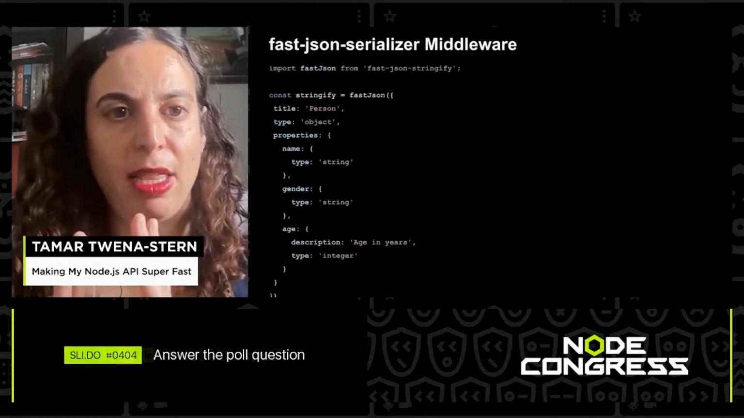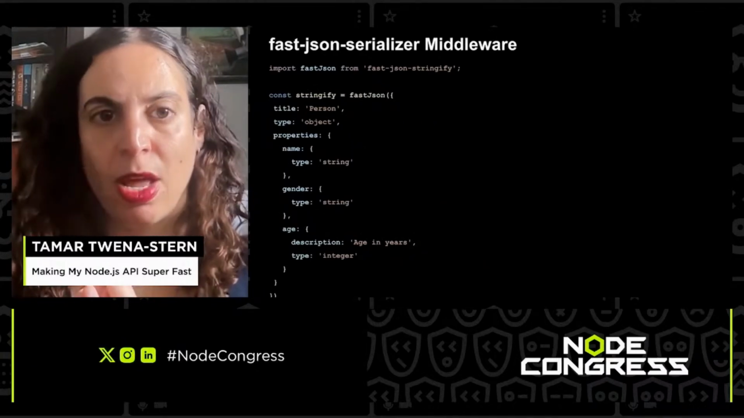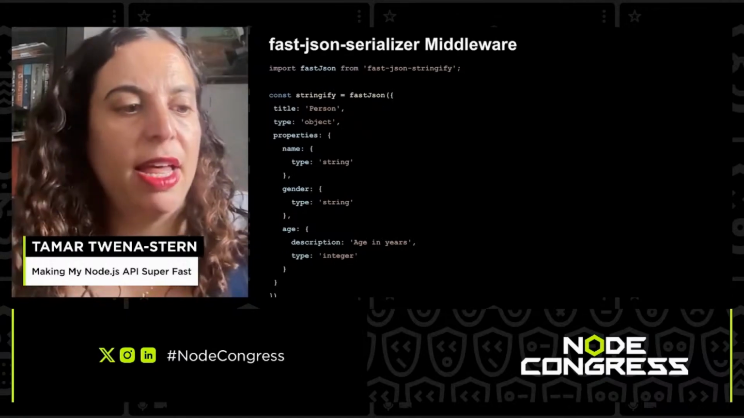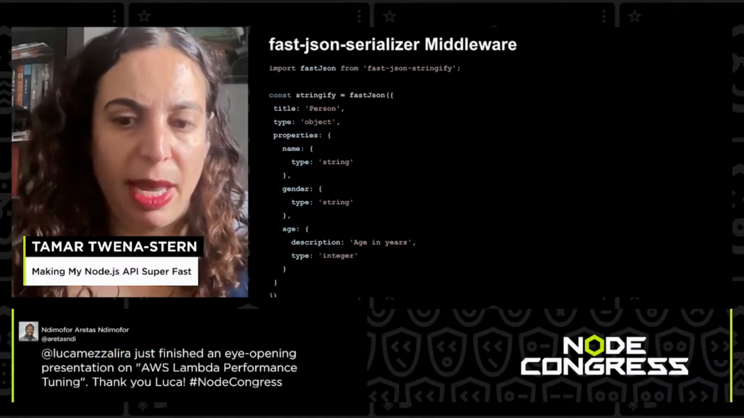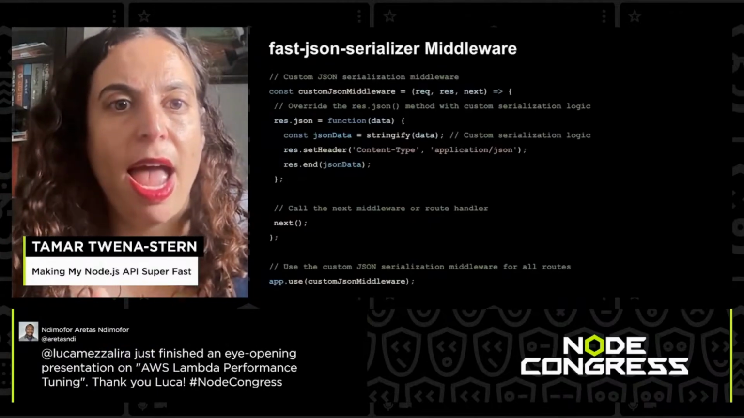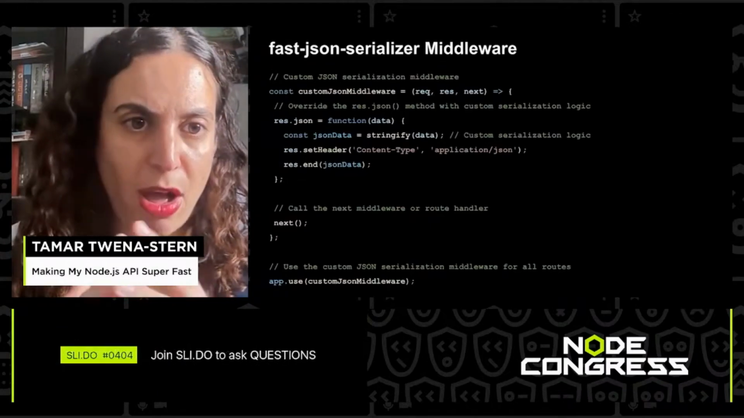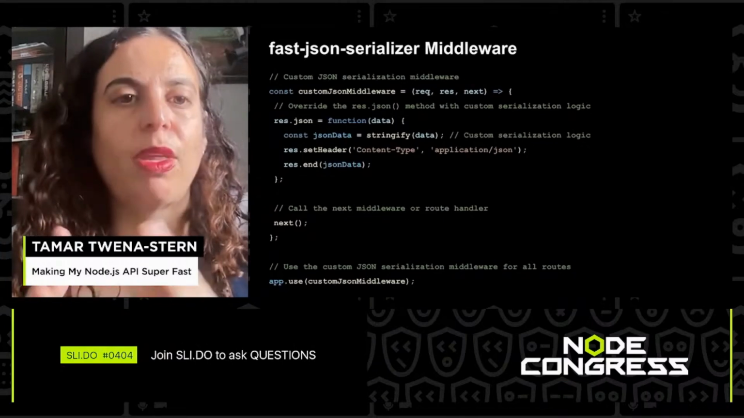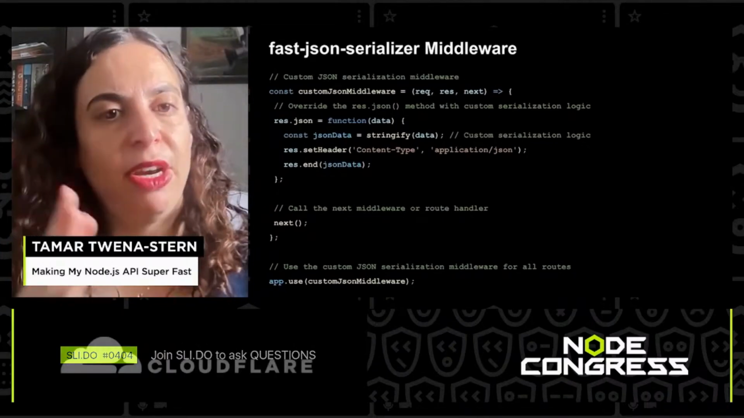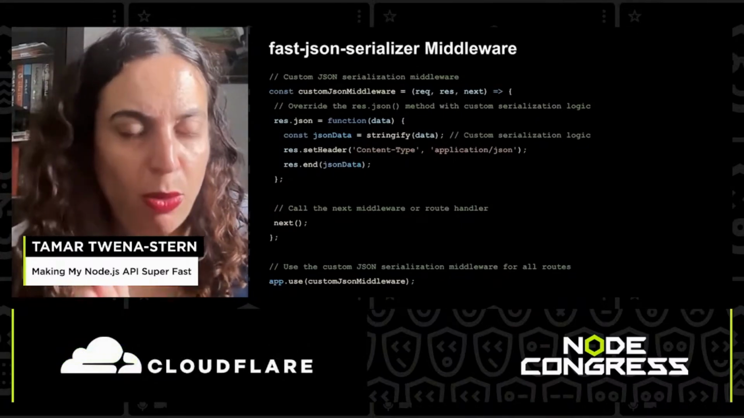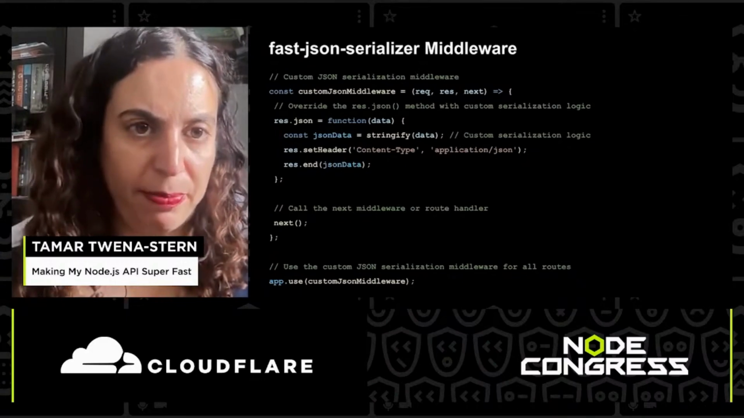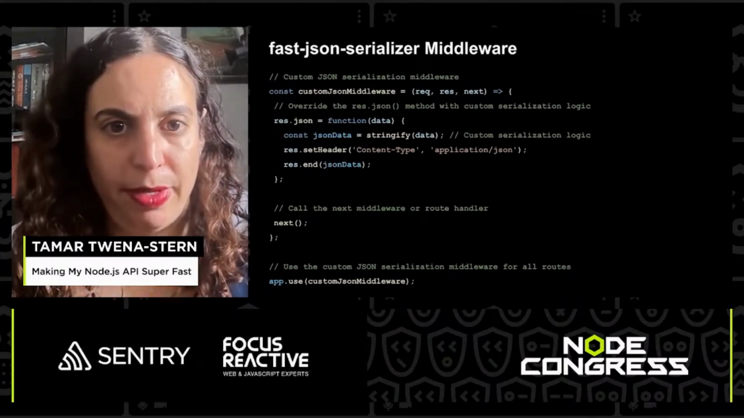Now I added a little bit of my own. I created another server. I used fast-json-stringify. That library needs to receive a schema, so I gave it a schema, as you can see here. And I created a middleware of my own, and I replaced the default Express serializer with my middleware. That custom middleware is using fast-json-stringify.